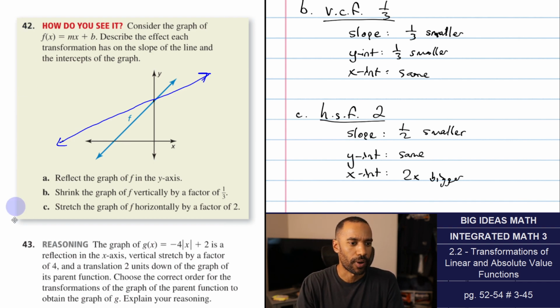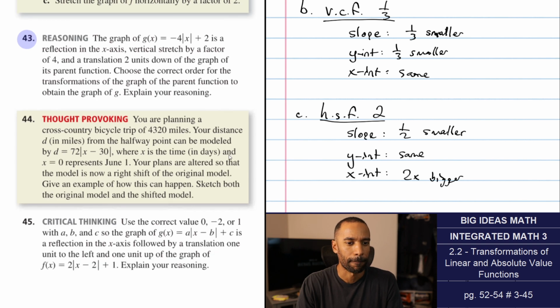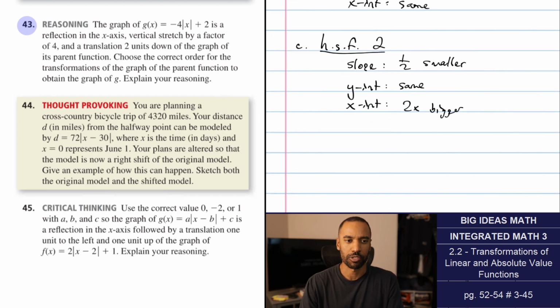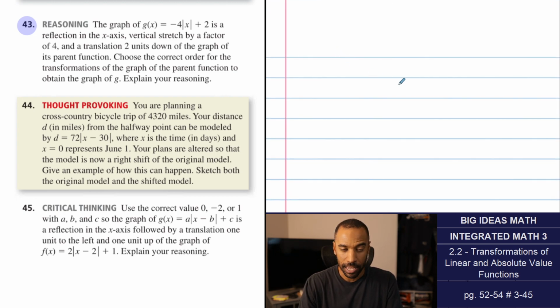All right, 3 more questions. Number 43, reasoning. A lot of words in these next few. The graph of g of x equals negative 4 times absolute value of x plus 2 is a reflection in the x-axis, vertical stretch by a factor of 4, and translation 2 units down on the graph of its parent function. Agreed. Choose the correct order for the transformations of the graph of the parent function to obtain the graph of g. Explain your reasoning.